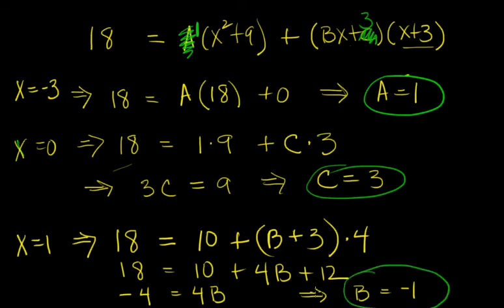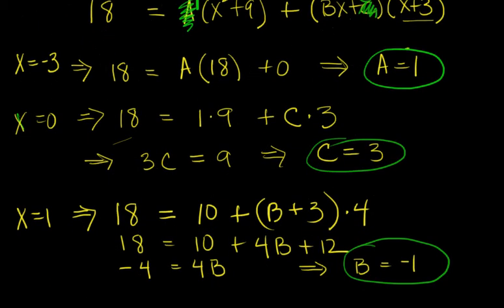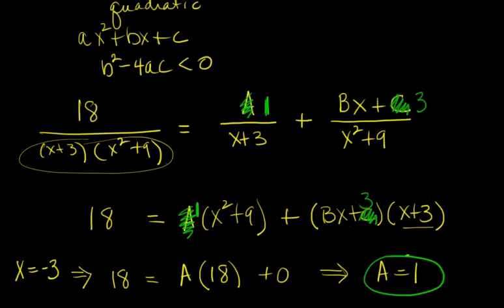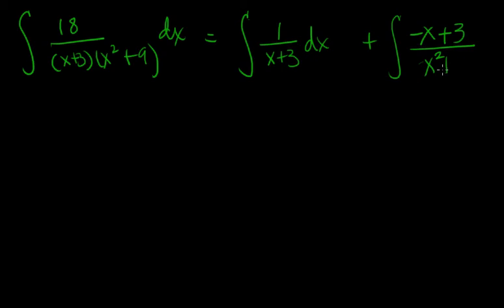So we have our three coefficients, and let me go back up to the integral. Let's see, what was b? We have a is 1, c is 3, and b is negative 1. So if we go back up to here, we see b is negative 1. So it just becomes minus x. So our integral then, our integral was the integral of 18 over x plus 3 times x squared plus 9. And we have now solved for the partial fractions, and I'm going to split it up into two. The integral of 1 over x plus 3 dx, plus the integral of minus x plus 3 over x squared plus 9.